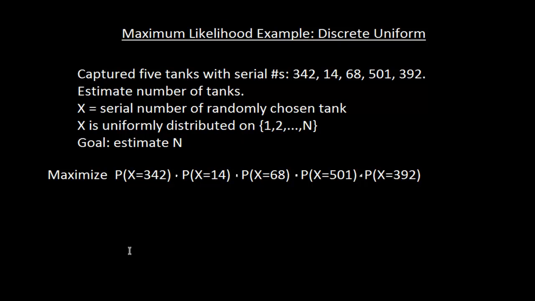Well, in future examples, there will be a lot more computation involved. In this example, we don't have a whole lot to do. Let me switch to my writing tablet now. Okay, this probability, the probability that x is 342, is just 1 over n, because we have a discrete uniform distribution and there's n possibilities. So it doesn't actually matter what that number is. And it doesn't matter what this number is. That probability is 1 over n. It doesn't matter what this number is, etc.